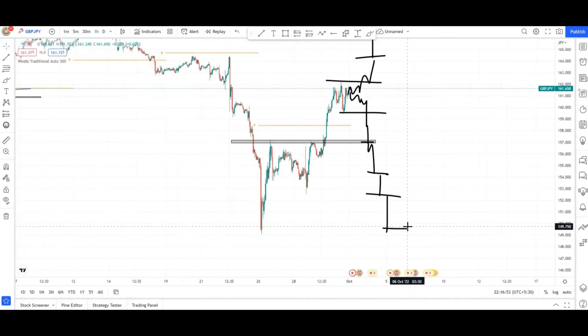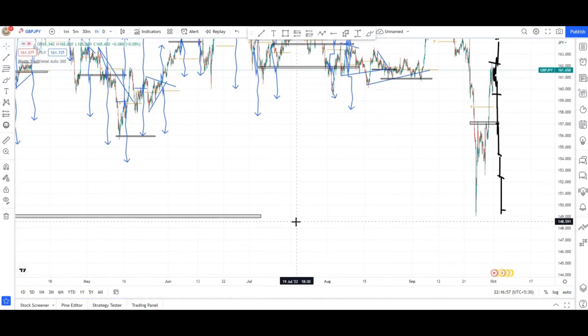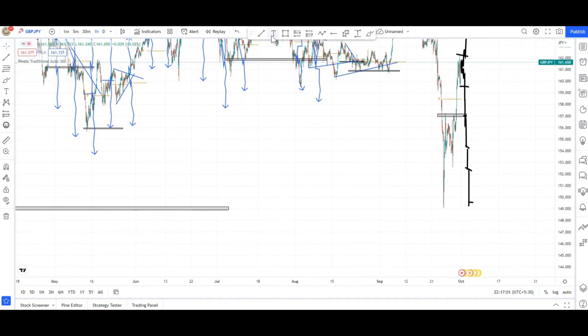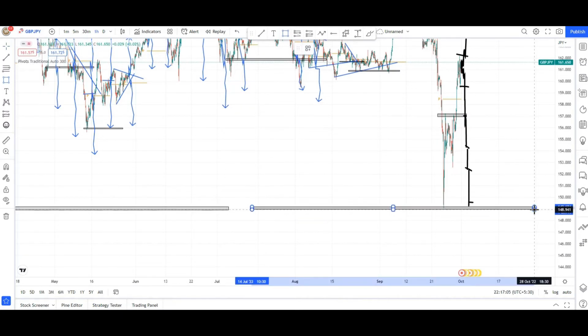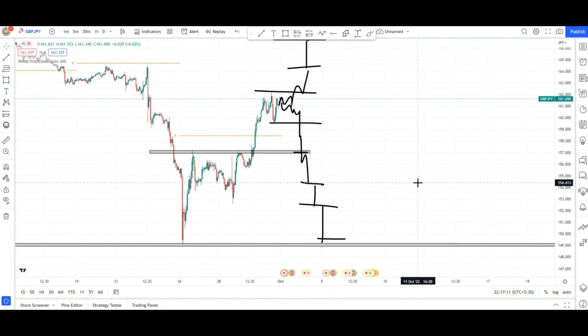third target, guys. Here only I have to tell you, and you can see here, guys, I have already told you that this will act as one of the major supporting areas. So I will just extend it. You can see here, guys, exactly it has taken support here only and made an upside momentum. Hope you have captured this and you have seen my previous videos also.